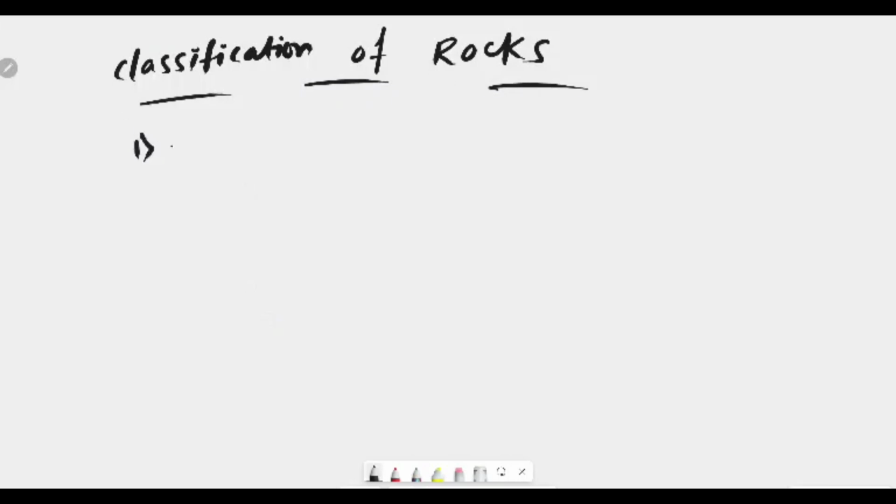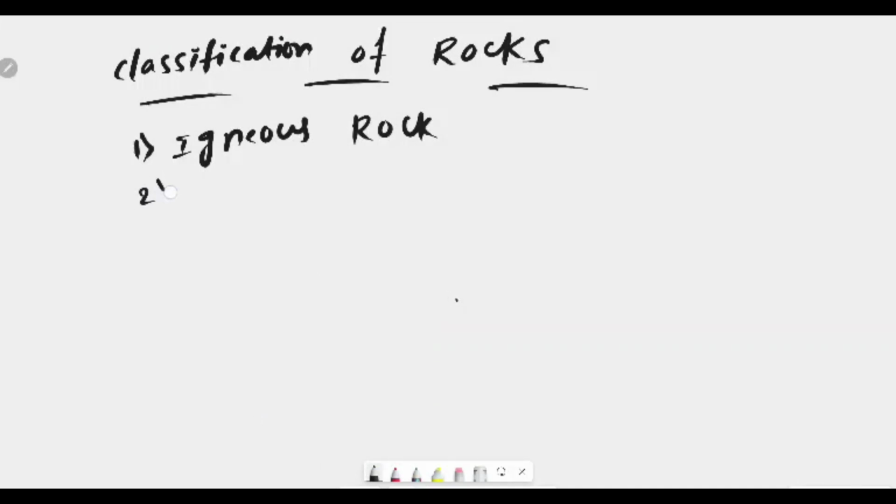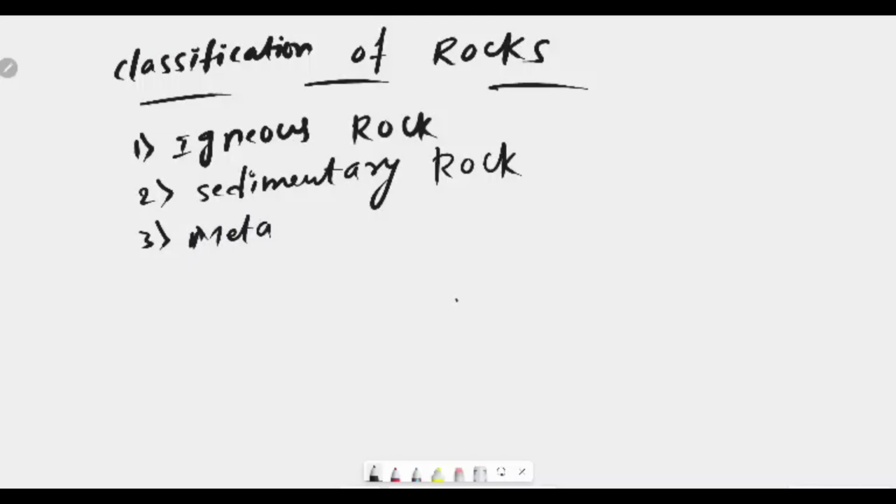There are three types of rocks. One is igneous rock, the next one is sedimentary rock, and the third one is metamorphic rock.